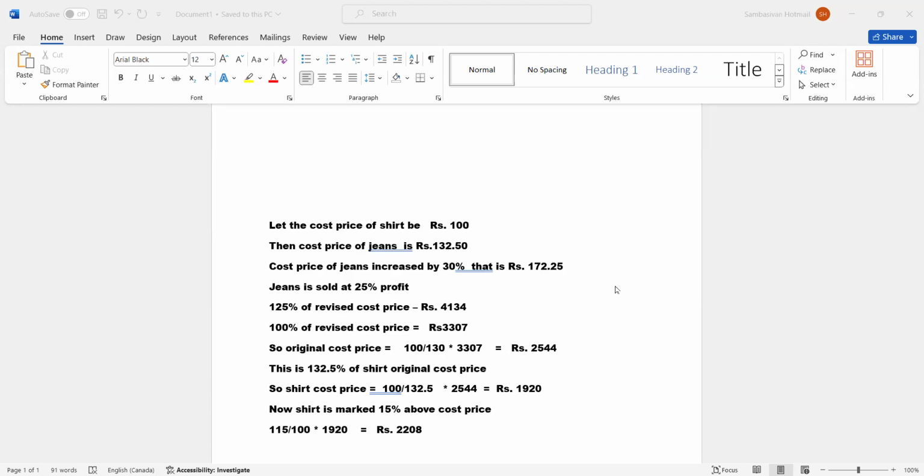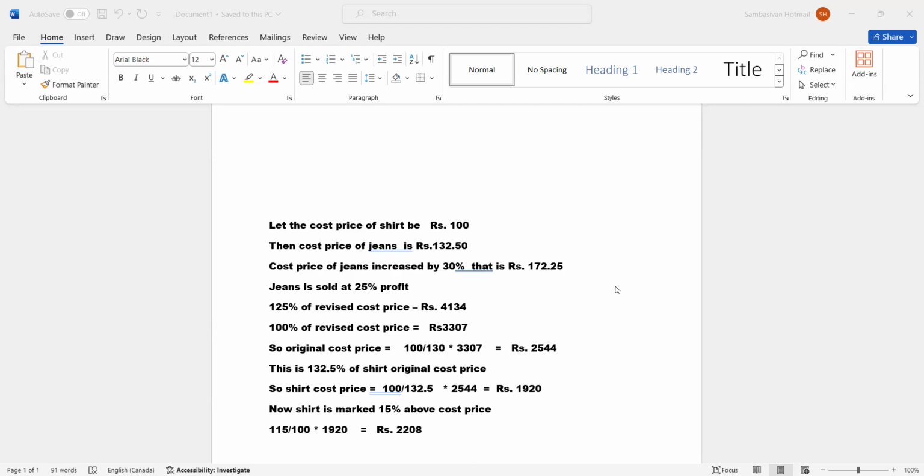Now, jeans is sold at 25% profit. So, 125% of the revised cost price is equal to 4134. So, the revised cost price, 100%, is equal to 100 by 125 into 4134, which is equal to 3307. So, the original cost price, since this is 30% more, is 100 by 130 into 3307, which is equal to 2544.